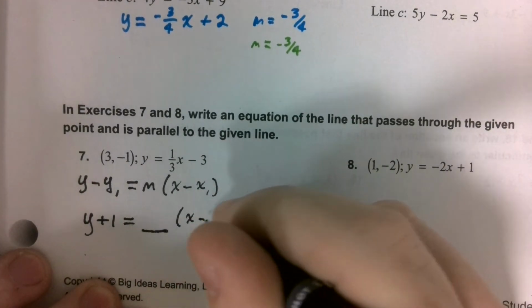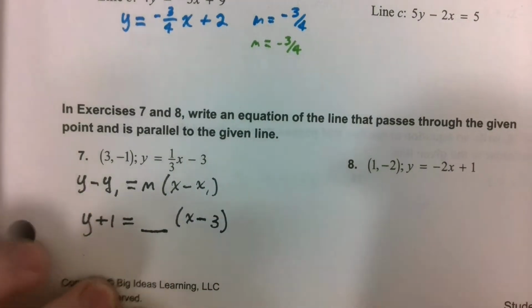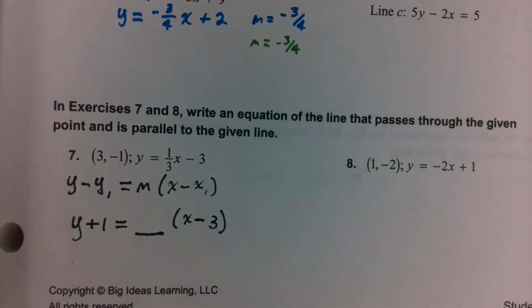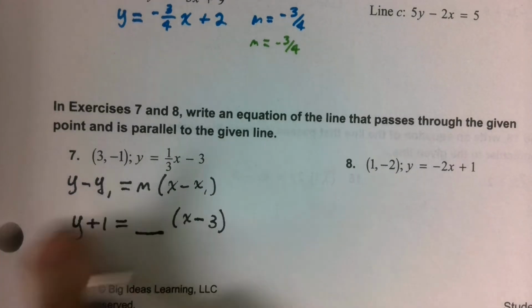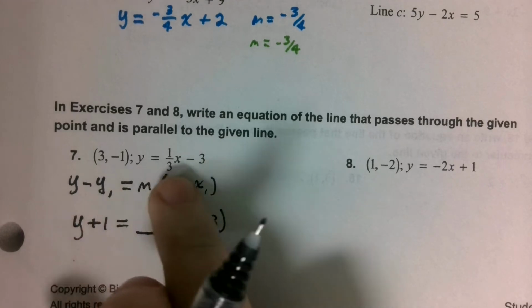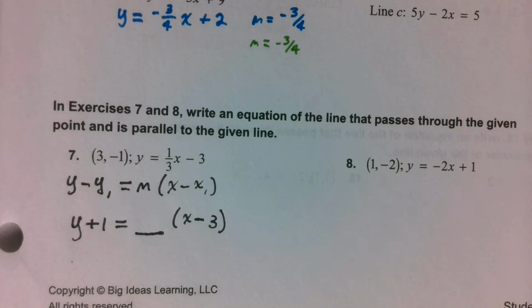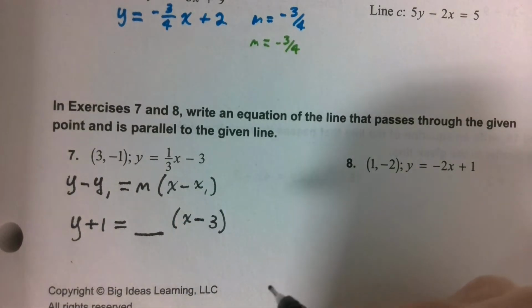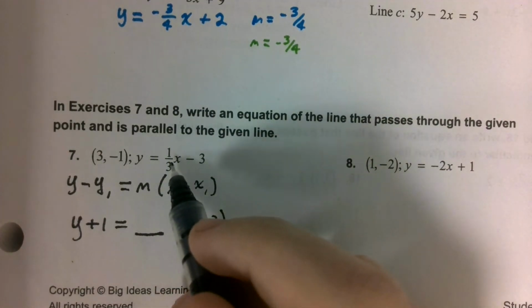We have x minus x1. x1 is 3, because that's the x value of our point. But now we need to figure out what this slope is. Well, remember, if the line we're trying to figure out down here is parallel to this line it gives us, what's going to be the same between the two? The slope is going to be exactly the same. So even though we don't know what our line looks like, we know the slope is also going to be 1/3.